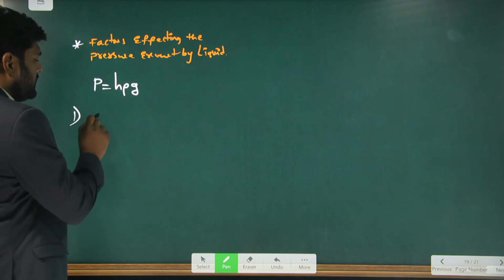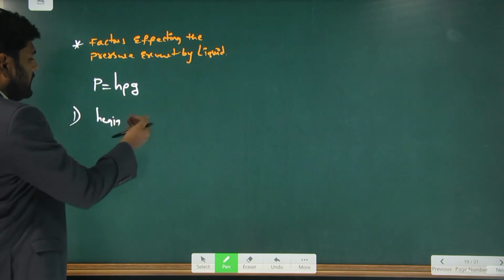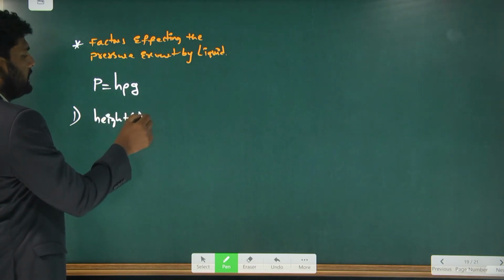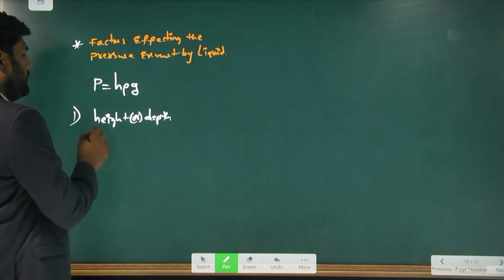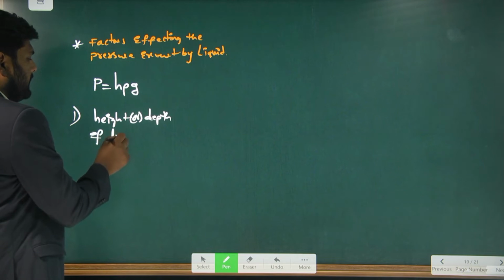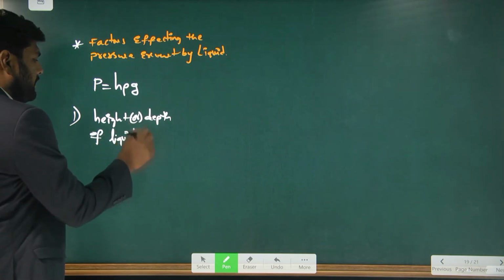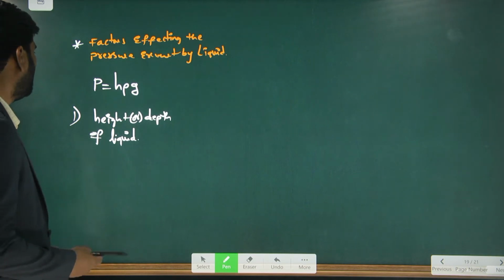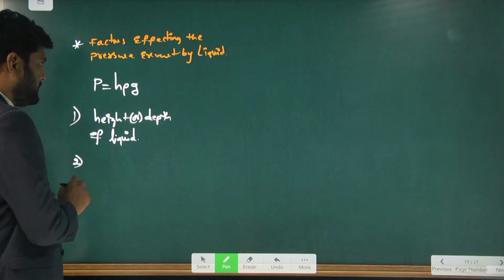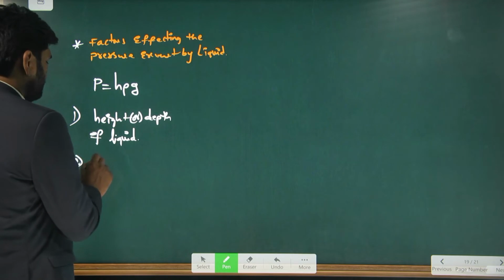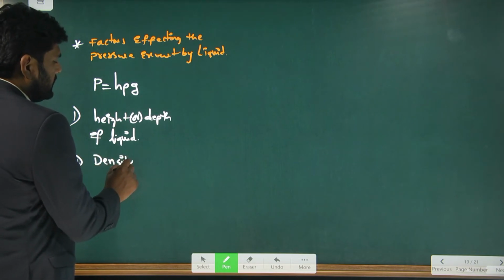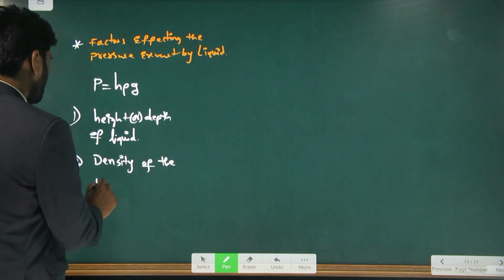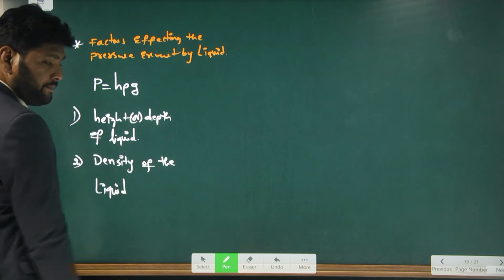The first factor is height or depth of a liquid, which will affect the pressure exerted by the liquid. Next one, tell me, density of the liquid. Density of the liquid also affects the pressure.